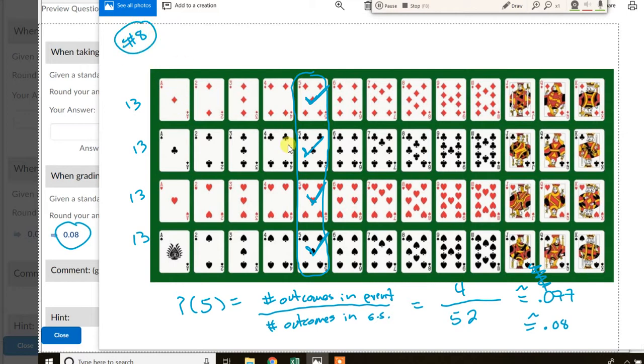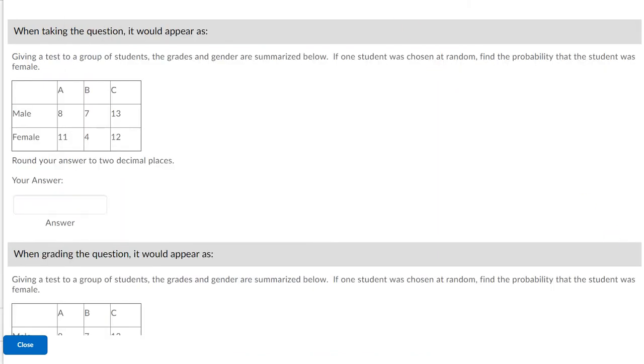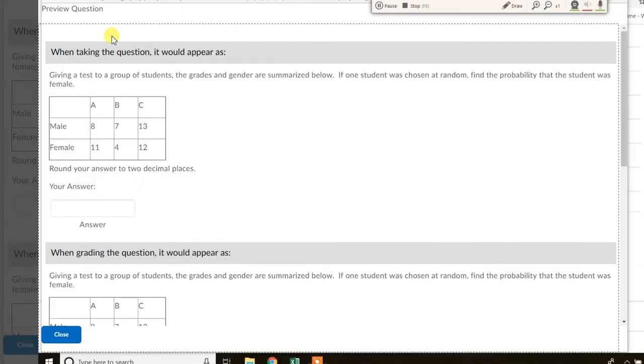from the homework. I guess let's skip around. Let's skip to 11, where we work with the data table. Okay, so here we are on number 11. And so what is the sample space? The sample space is all these male students. Some of them took test A, some of them got an A, some got a B, and some got a C. Okay, females, same idea. Some got A, some got B, some got C.